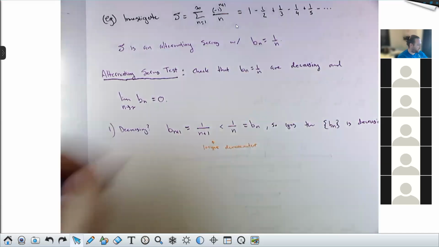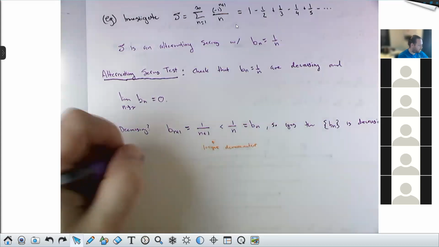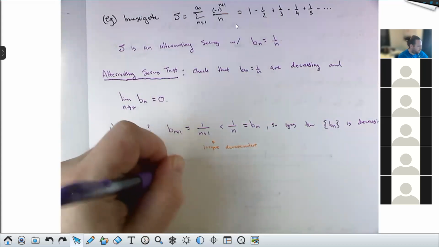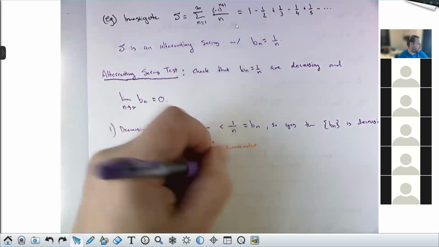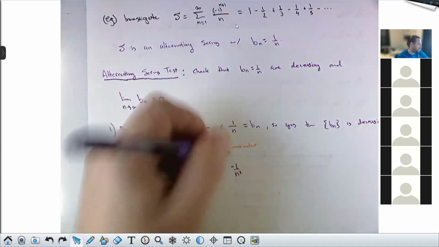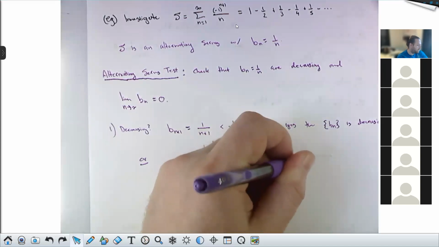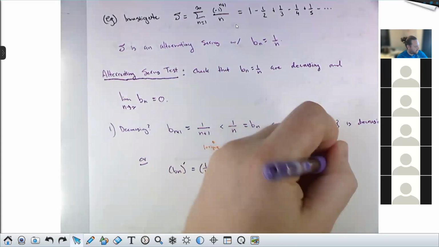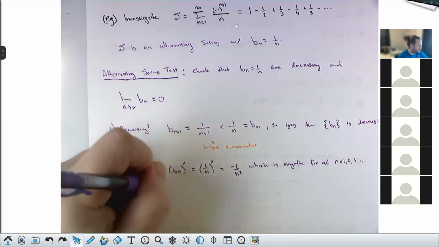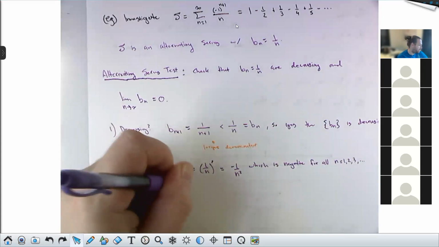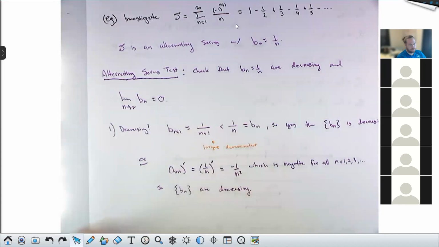The alternate approach here would be to look at the derivative of Bn. Right? And the derivative of 1/n is negative 1/n squared. So I can show you really quick. I could say that Bn primed is 1/n primed is negative 1/n squared, which is negative for all n equal 1, 2, 3, and so on. So by this argument, the Bn are decreasing. Either one is fine.